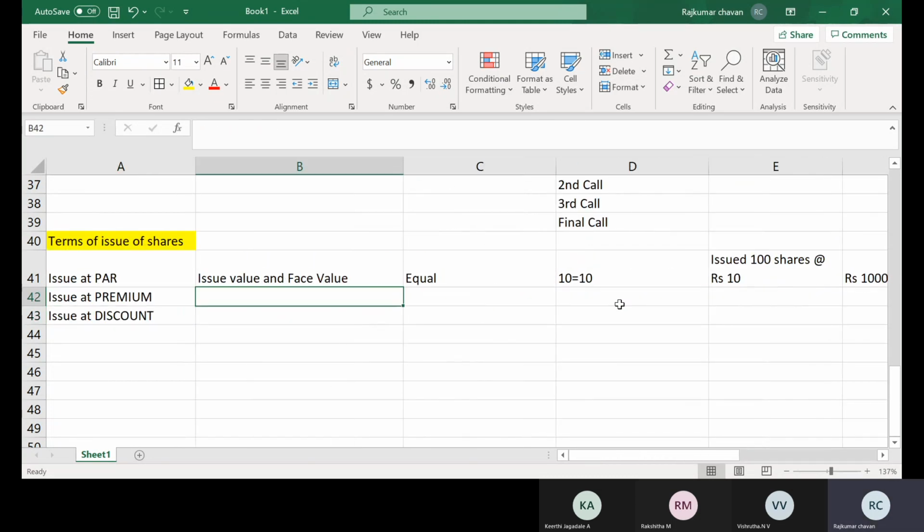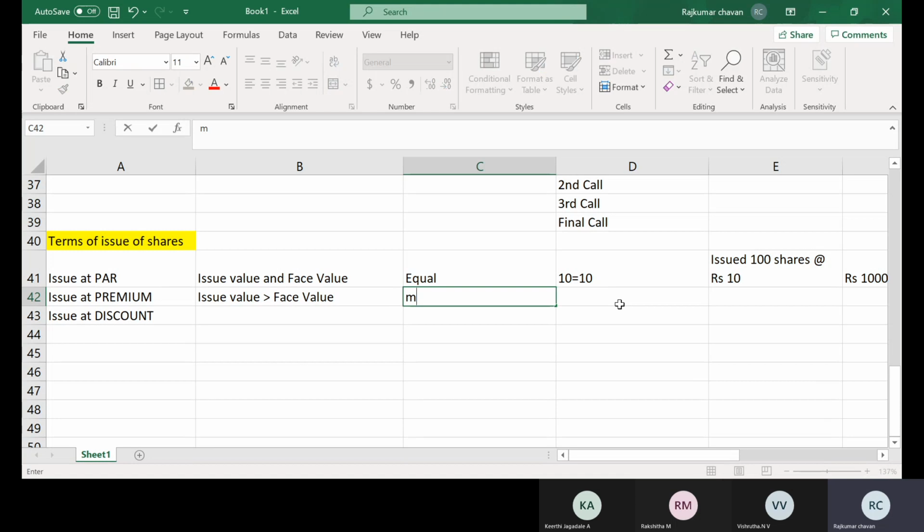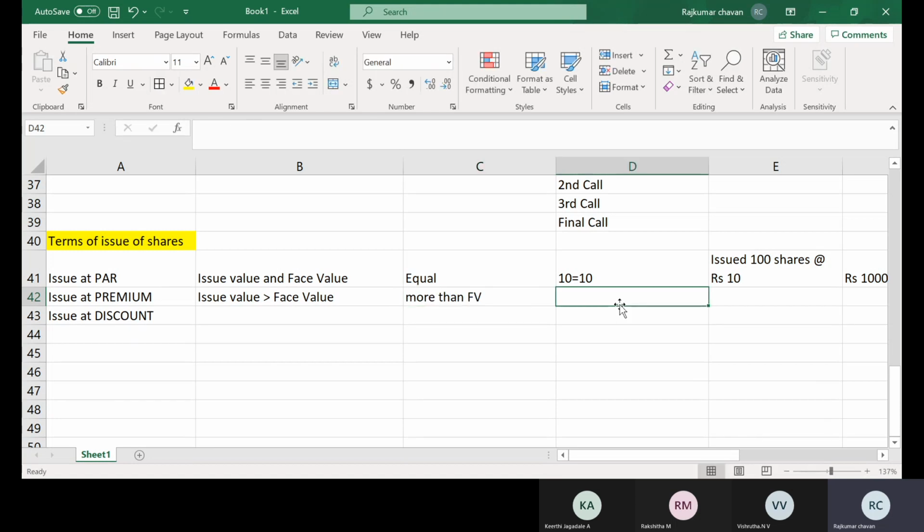Issue of shares at a premium means what? More than the face value. So the issue value, nothing but the company's total value, will be more than the face value. So it means more than face value.